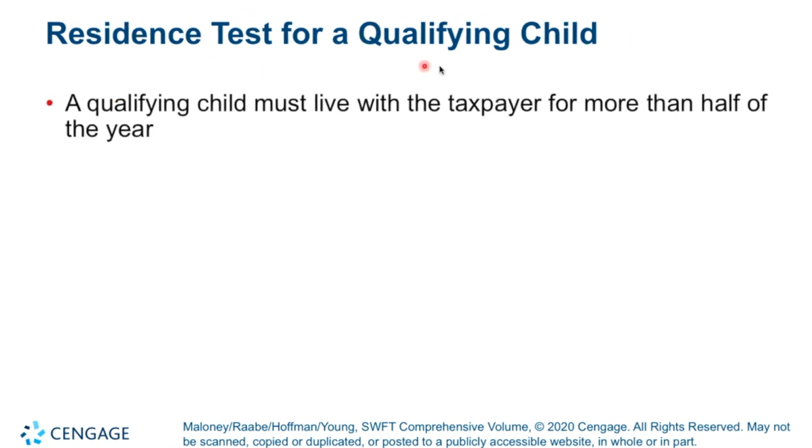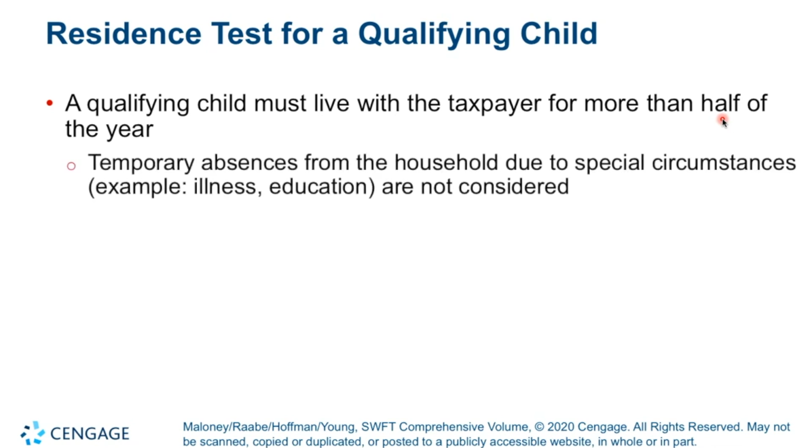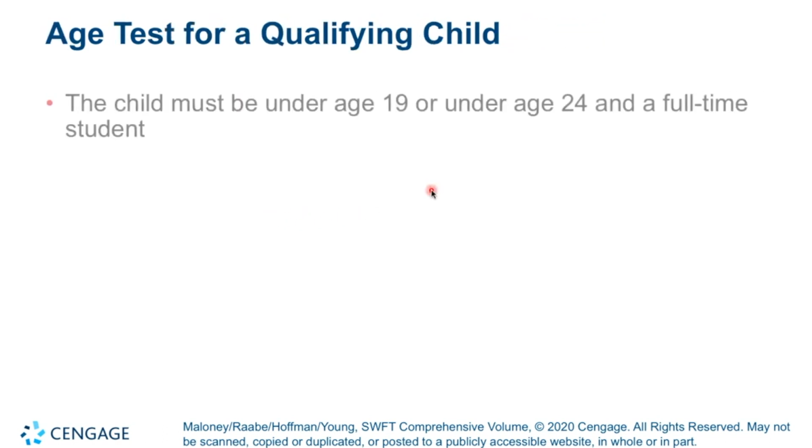So the residency test for a qualifying child: the qualifying child must live with the taxpayer for more than half of the year. And you can't say, oh, me and the ex-parent, we split the year. Someone had to have the child for an extra day, typically. When there's 365 days in a year, someone had the child more. Temporary absences don't count, such as illness, being in a hospital or facility, or being away for college or education. They don't count.